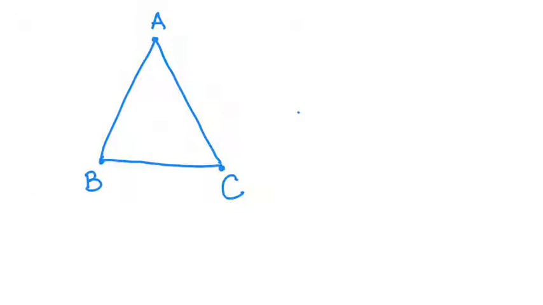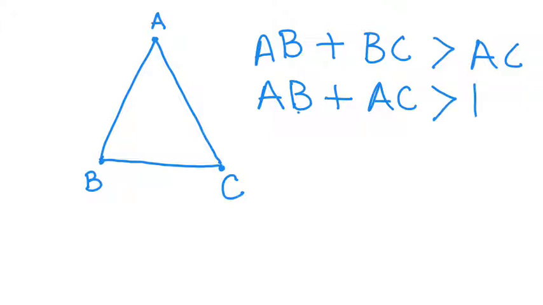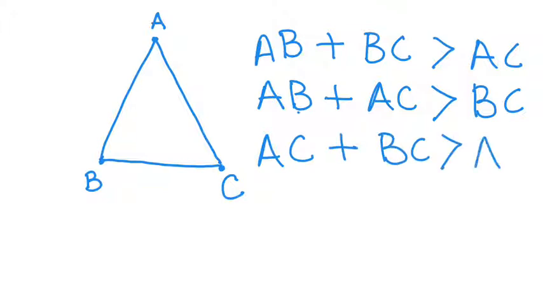So here you can say that AB plus BC will be greater than AC, AB plus AC will be greater than BC, and AC plus BC will be greater than the third side AB. Now let's solve the question.